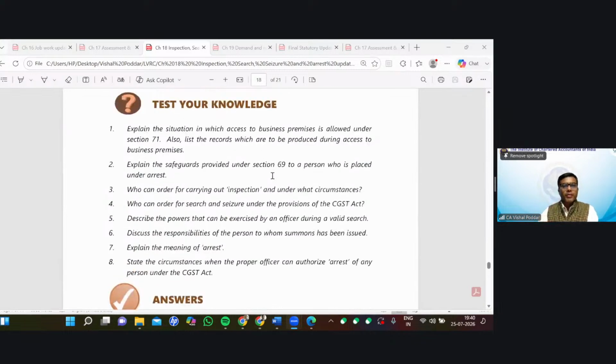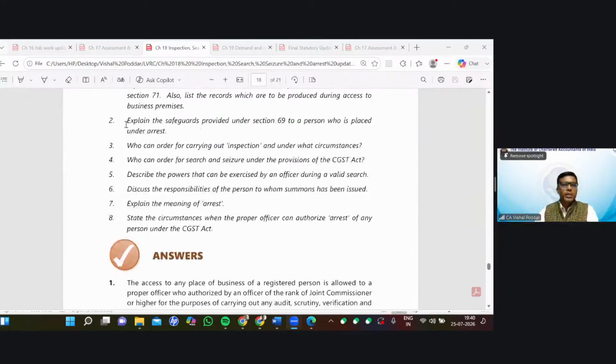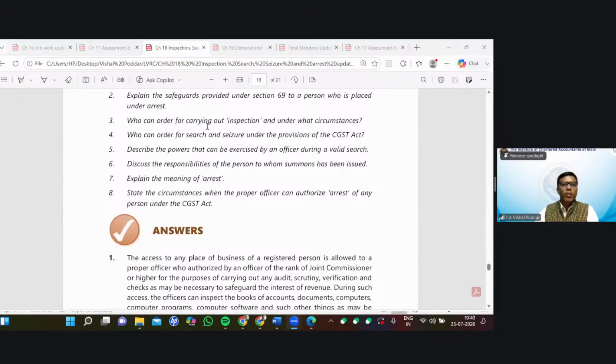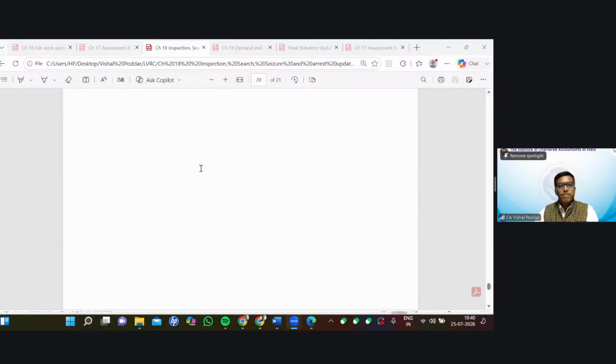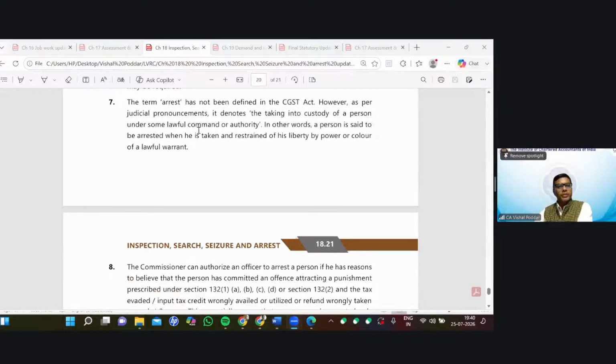Let us see if we have anything additional in the test your knowledge section. So explain the situation in which access to business premises is allowed. We studied this. Explain the safeguards under 69 to a person who is placed under arrest. Who can order for carrying out inspection? Who can order for search? Describe the powers. So basically we have covered all of this. So that is all, students. With this, we complete this topic of inspection, search, etc.